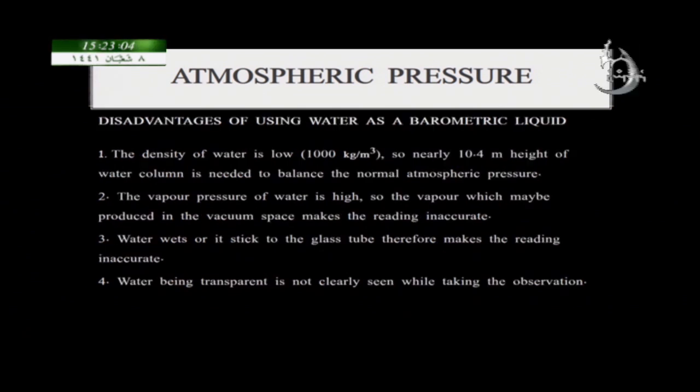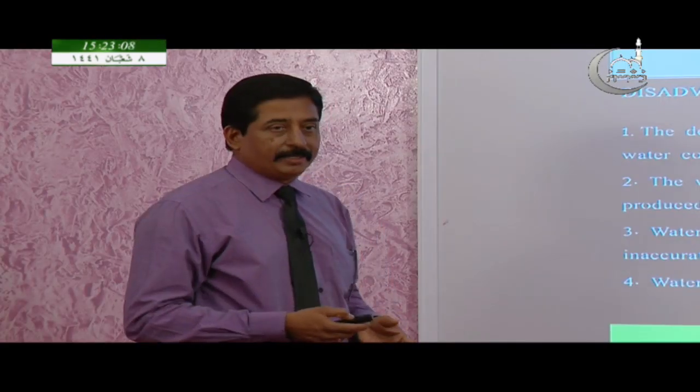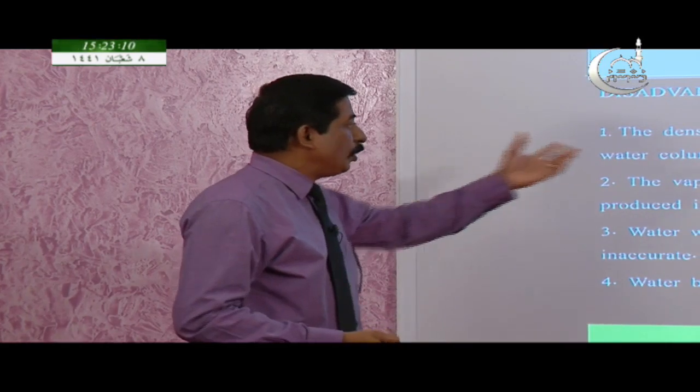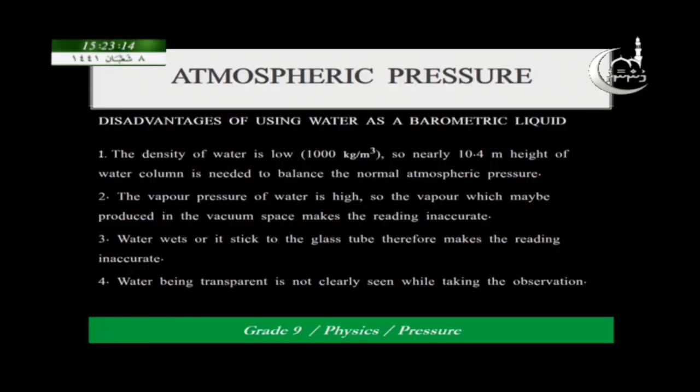Then what are the disadvantages of using water as a barometric liquid? We can use water, but water is low density. Its density is 1000 kilogram per meter cube. So if you use water as a barometric liquid, the problem is the water level rises to nearly 10.4 meter. So we have to use a long tube, which is very difficult to carry from one place to another.